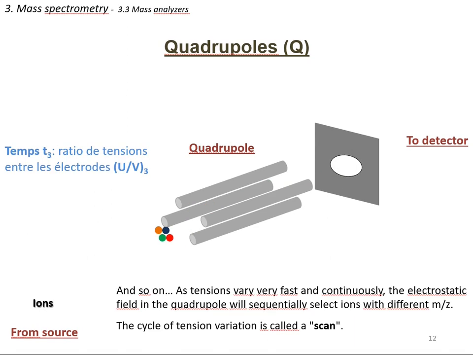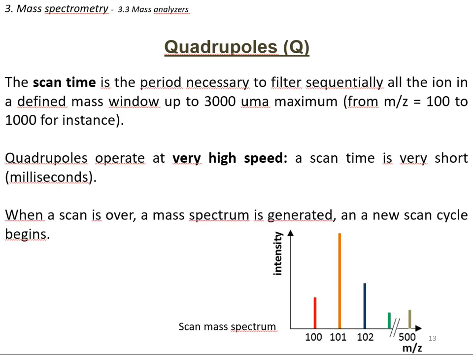And so on. The cycle of the tension variation is called a scan. When it's finished, it goes back to the first tension, which means it will scan again the ion 100, and then 101, 102, etc. But it's not really like this. I make it a discrete mechanism while it's a continuous mechanism. It goes continuously, and the variations of the tensions are continuous. So the scan time is the period necessary to filter sequentially all the ions in a defined mass window, for example from 100 to 1,000. This is very typical for this type of machine.